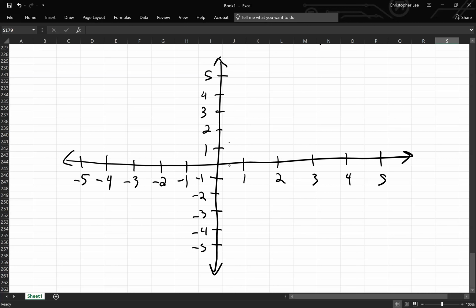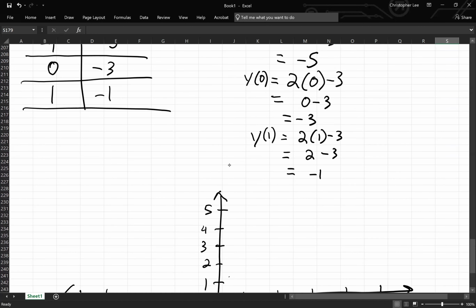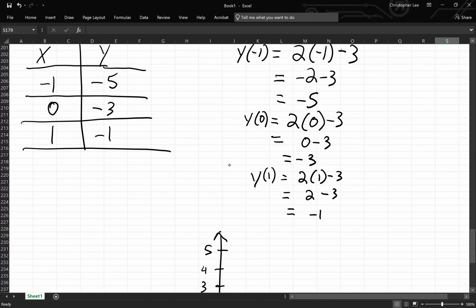Okay. Do I need all those points? No, but just to make it look even and fit and everything, right? So anyway, what are my points? Remember, x comma y, right? That's a point.